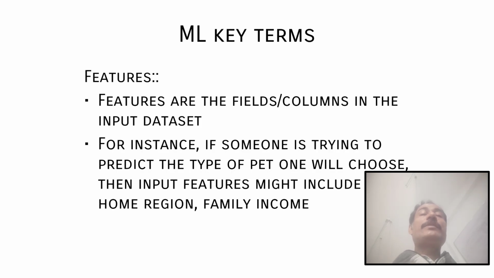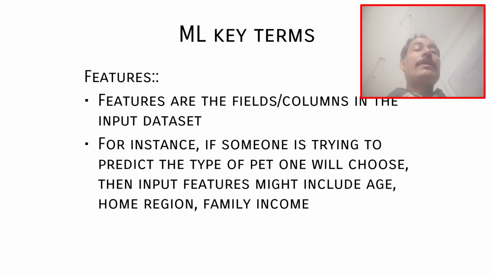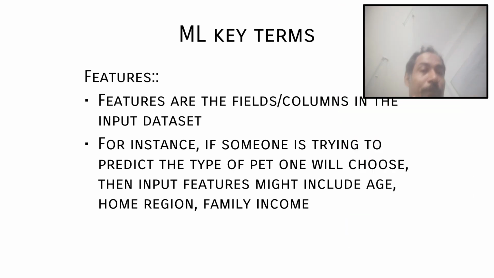And here are some key terms which are used with ML. The first one is feature. What is a feature? Features are the fields or columns in the input data set. Basically, all these are the properties. Whenever you consider any data set, the columns or fields provide you the properties. For instance, if someone is trying to predict the type of paint one will choose, then input features might include the age of that person, the home region, and family income as well.